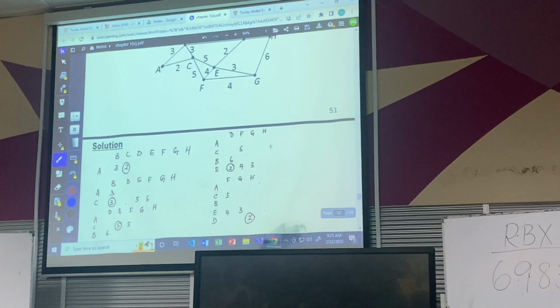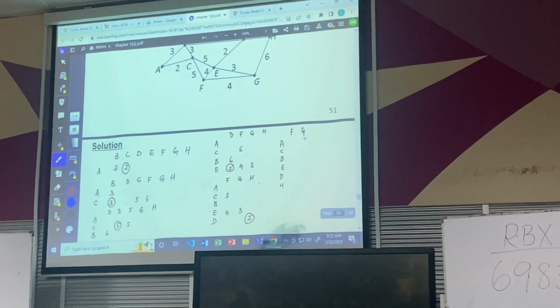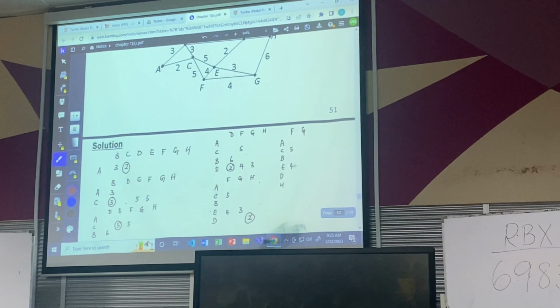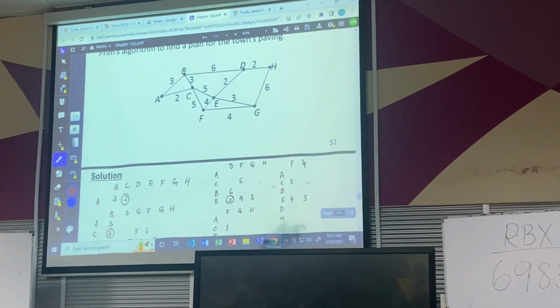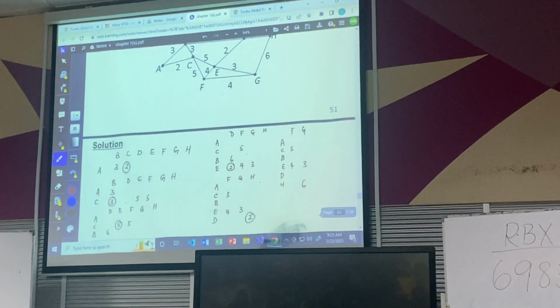So we have ACBE, DH. So here we'll have FG. So CF 5, EF 4, EG 3, HG 6. Minimum EG 3.